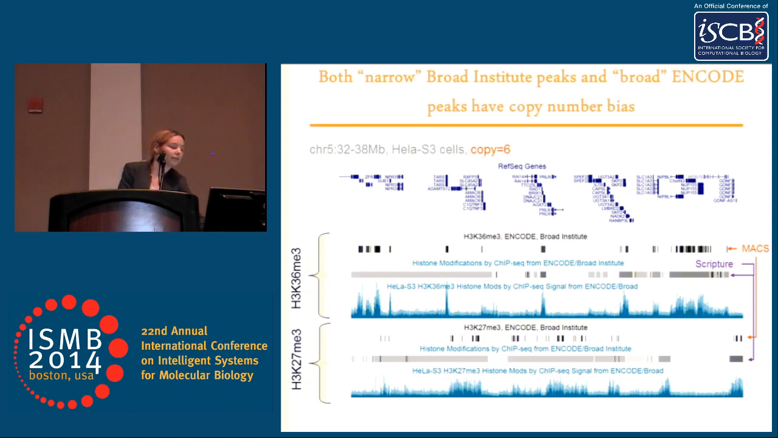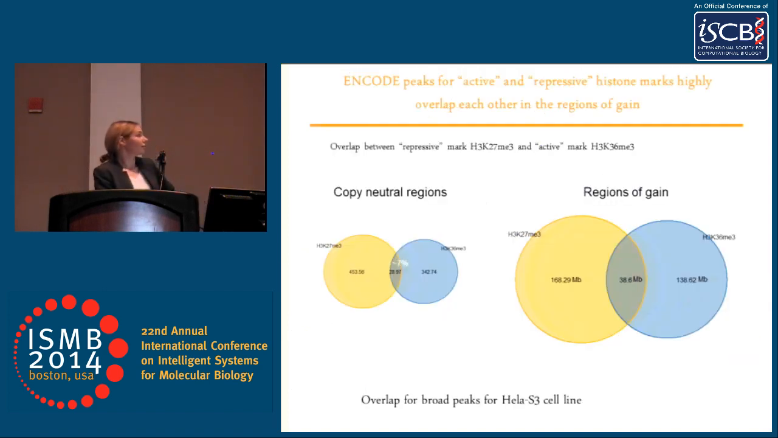And also what you can see from this slide is that there are some peaks that overlap, and this is actually a peak for an active mark which overlaps a peak for a repressive mark. This means that according to Encode, this region is both active and repressed at the same time. And if you look how many regions like this you have in these HeLa cells, you see that in the region of gain, like 20% of regions which have a repressive mark, they have also an active mark on them. And I don't believe that this is biologically true.